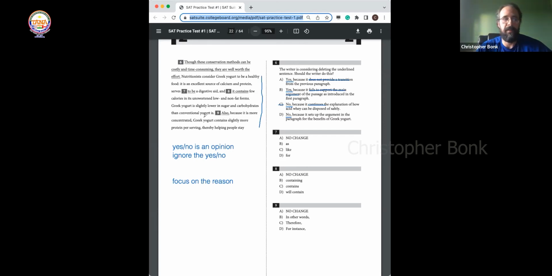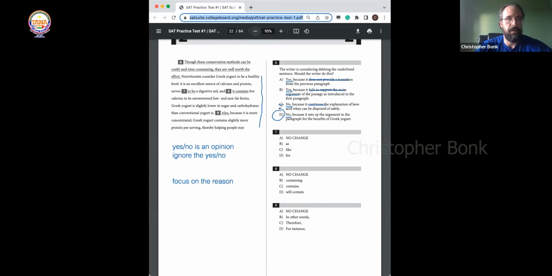Now it's nutritional benefits. Fourth one, it sets up the argument in the paragraph for the benefits of Greek yogurt. That is correct. This is basically the opposite of A. If A is saying it's not a transition, D is saying it is a transition. So whether you like the transition or not, whether you would have written it differently or not, out of the 4 logical choices they've provided, the only one that has a completely rounded, completely true logical argument is D, and that becomes our right answer. Right after that, we've got question 7.